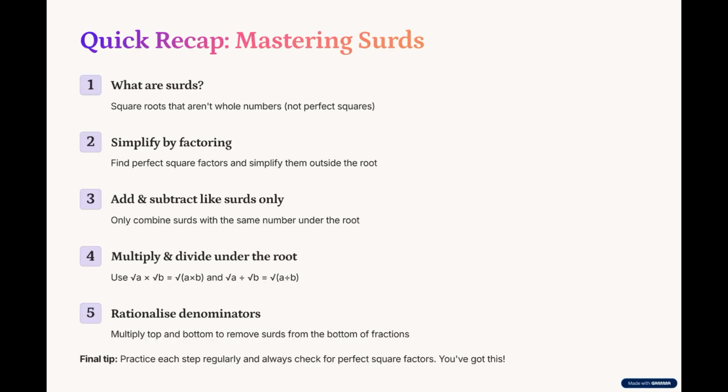Surds are roots that are not whole numbers. Simplify surds by factoring out perfect squares. Add and subtract only like surds. Multiply and divide using the numbers under the roots, then simplify. Rationalize denominators to remove surds from the bottom of fractions.